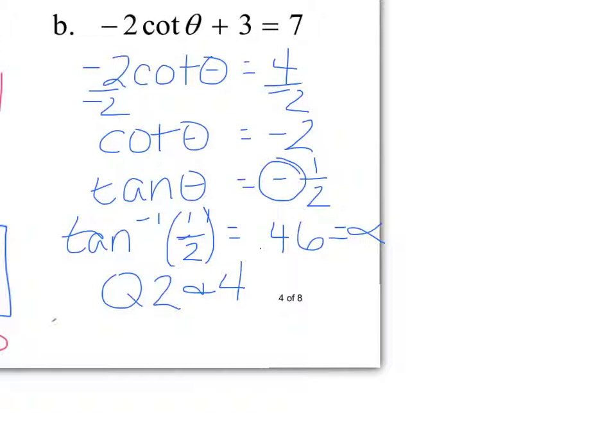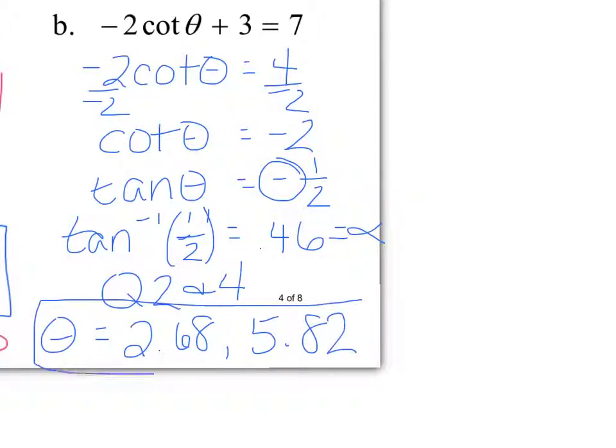So I'm going to add 3.14, because that's pi. I'm going to say 3.14 minus 0.46 to get 2.68. And then I'm going to say 6.28 minus 0.46 to get 5.82. And then I am all done with this question.